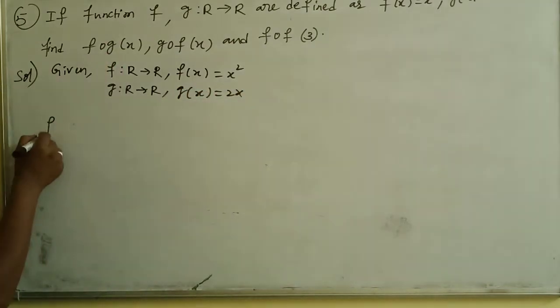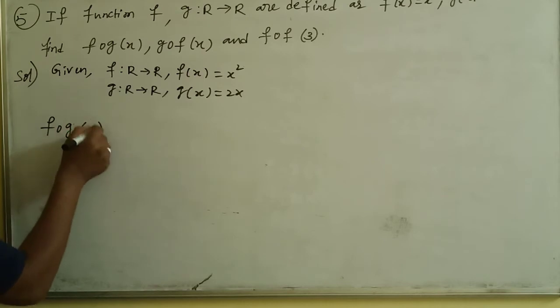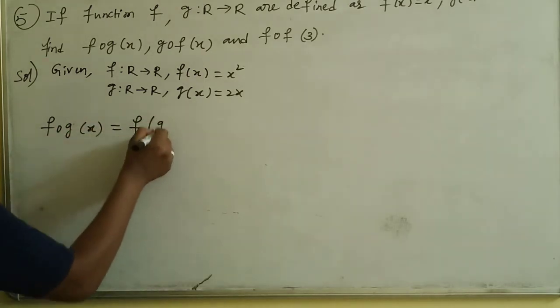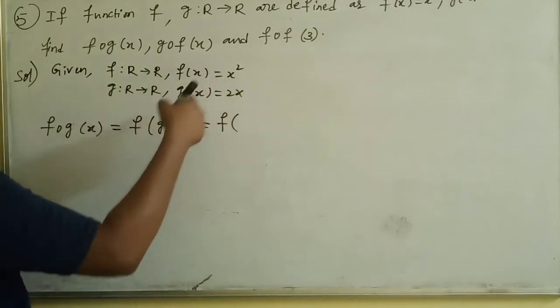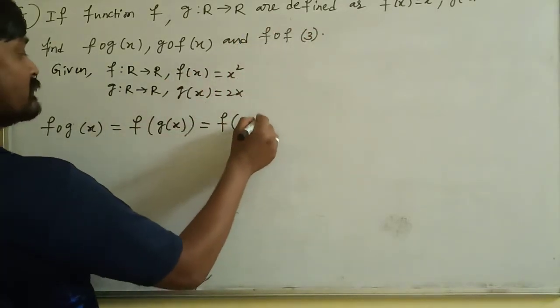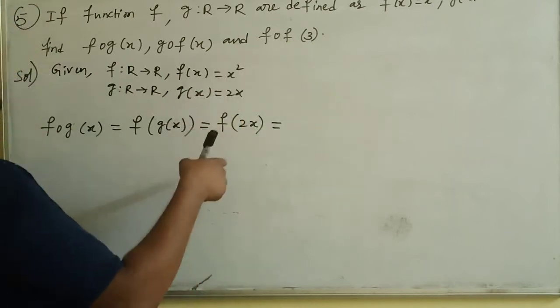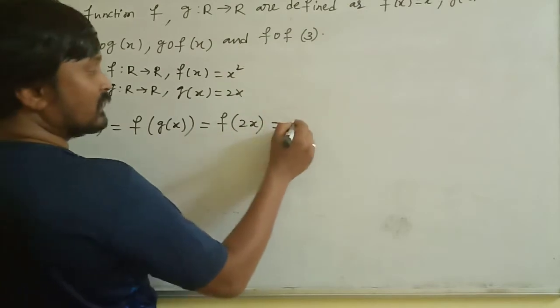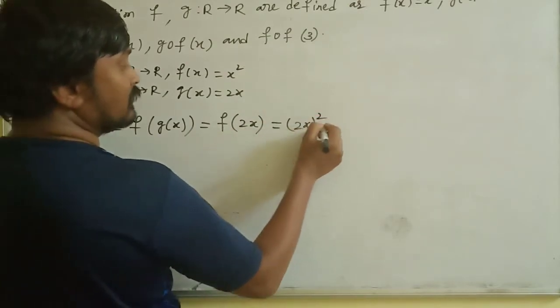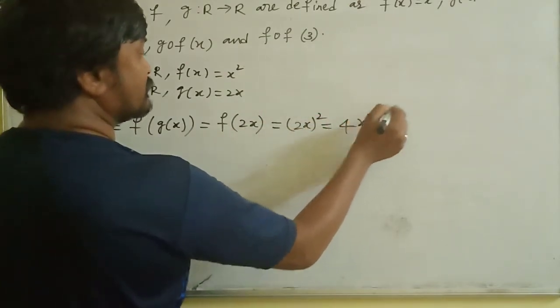Now write f circle g of x. So this we can write as f of g of x, and what is g of x? g of x is nothing but 2x. And what is f of x? f of x is nothing but x square. Place 2x here, so that is 2x whole square. That is nothing but 4x square.